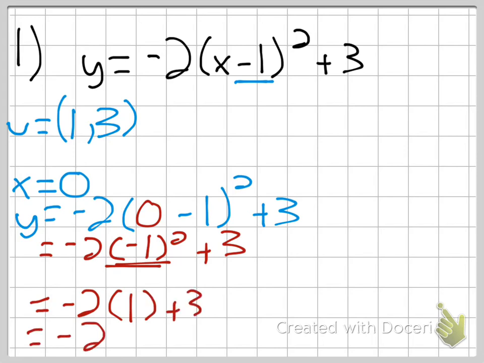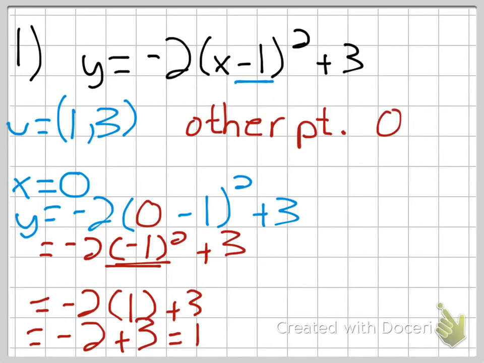Negative 2 plus 3. I simply obtain 1. So my other point is (0, 1). Let's write that there. So the other point is (0, 1). That's it.